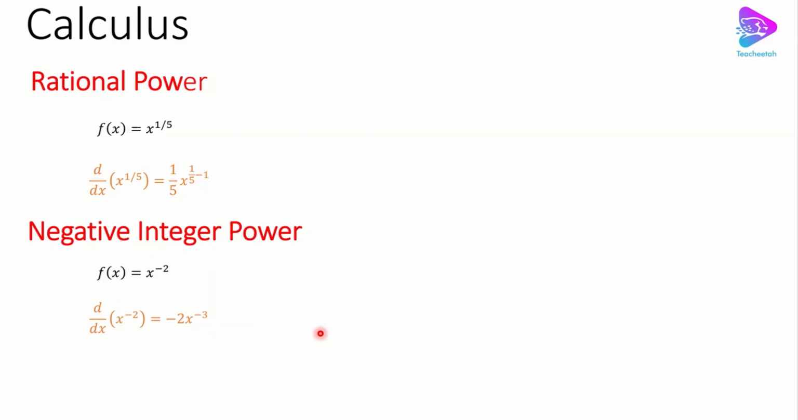So anytime you use the power rule, remember this basic concept. You need to bring the power to the left side of the variable and then reduce the power by 1.